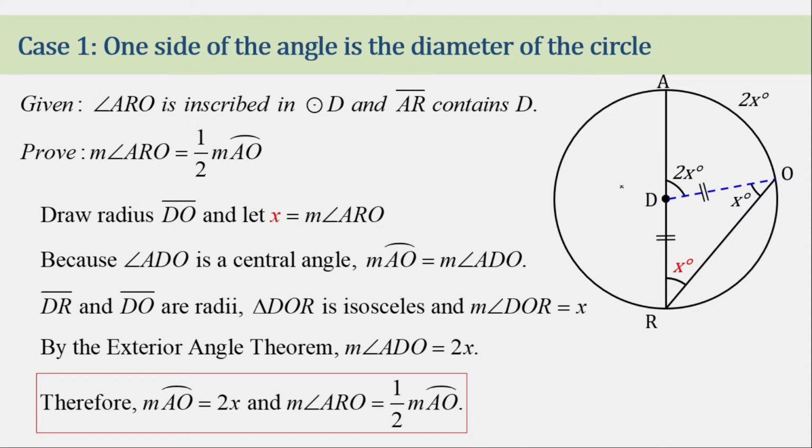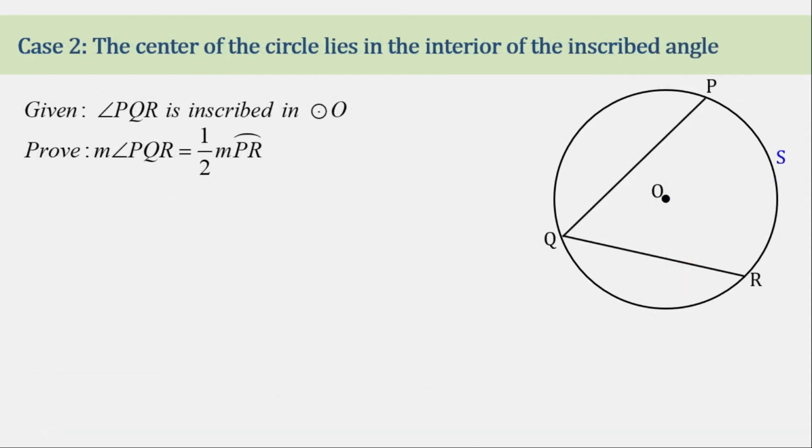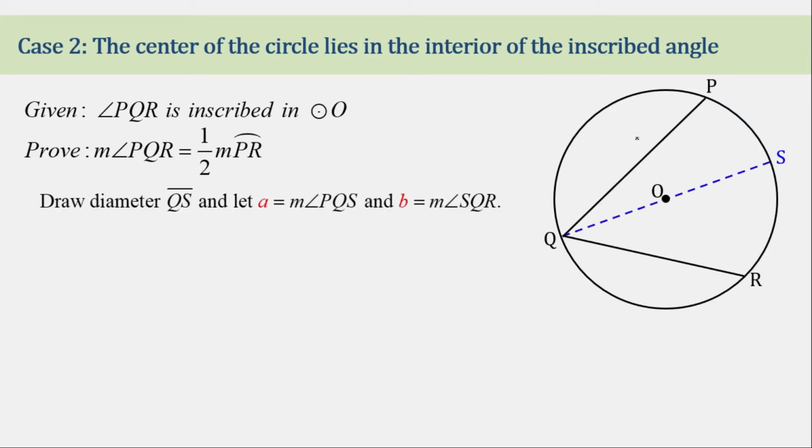Next, I'm going to prove the same theorem in case number 2. Now in case number 2, angle PQR is inscribed in O, wherein O is in the interior of the inscribed angle. The center of the circle is in the interior of the inscribed angle. I will prove that the measure of this is equivalent to one half of the measure of this. Let's first draw an auxiliary segment, named QS.